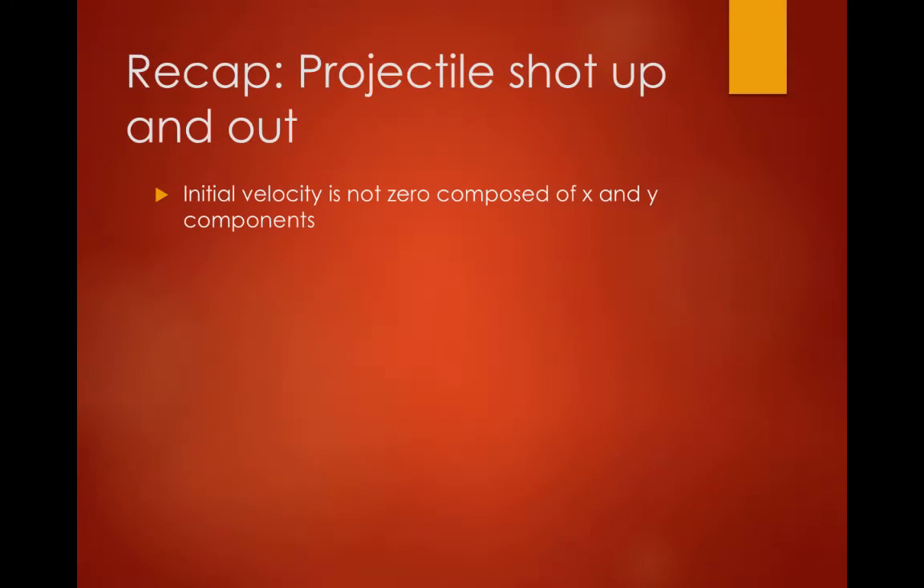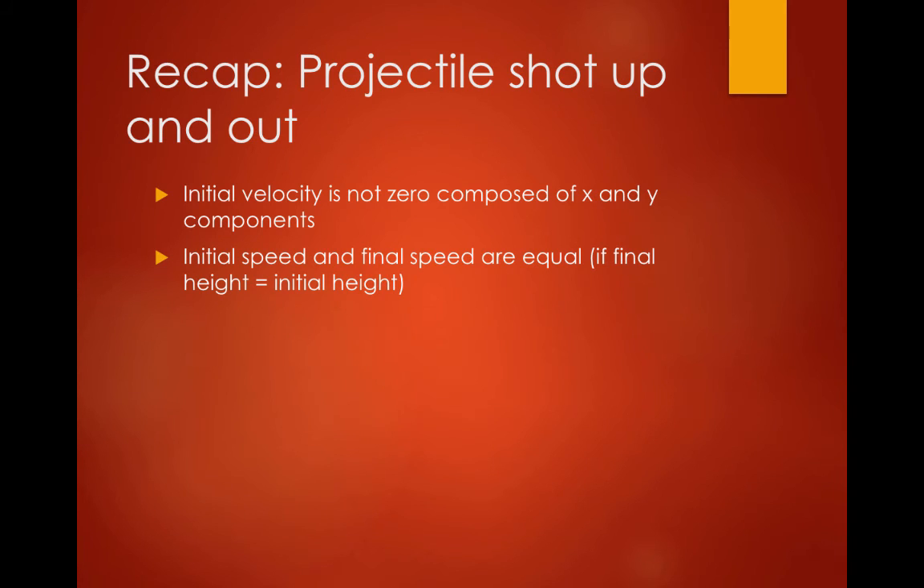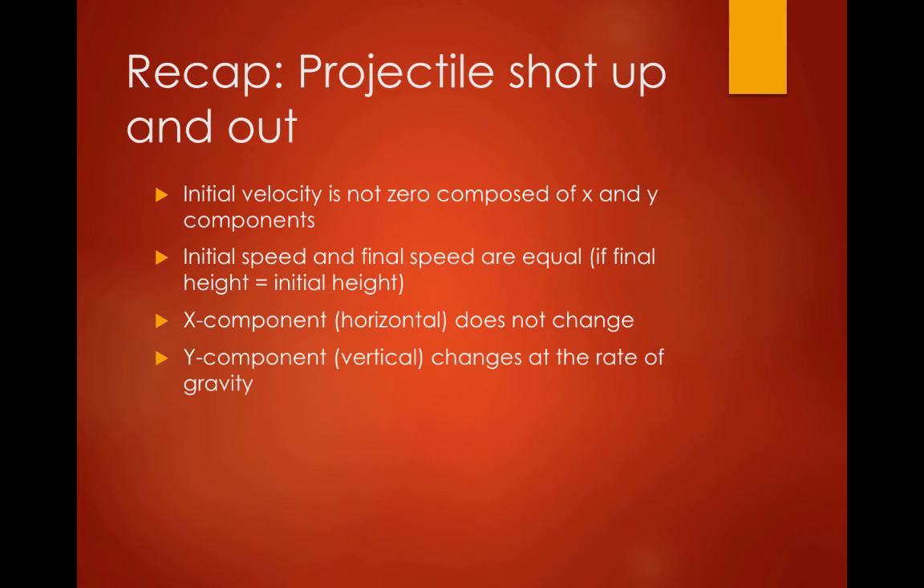So to recap, the initial velocity of this projectile is not 0 and is composed of x and y components. Initial speed and final speed are equal if final height equals initial height. The x component velocity, or the horizontal velocity, does not change, it's a constant. The y component velocity, or the vertical velocity, changes at the rate of gravity, which is negative 9.8 meters per second squared. At the top of the arc, the y component velocity will be 0.